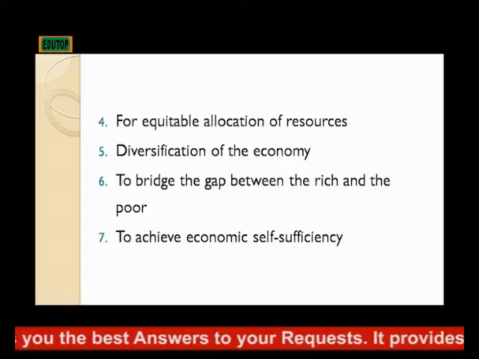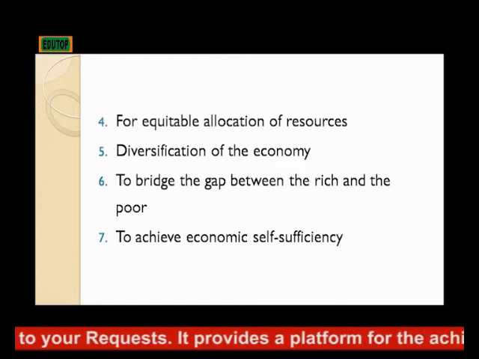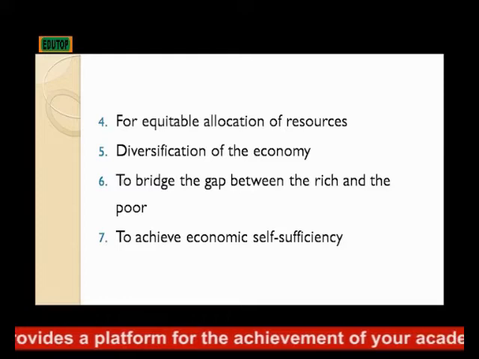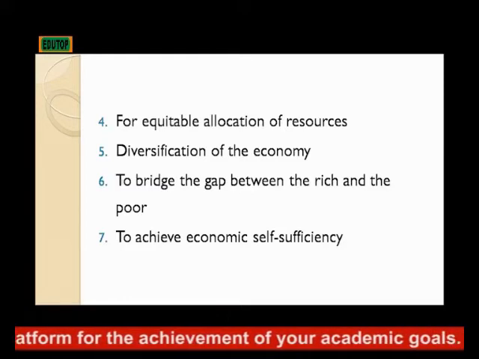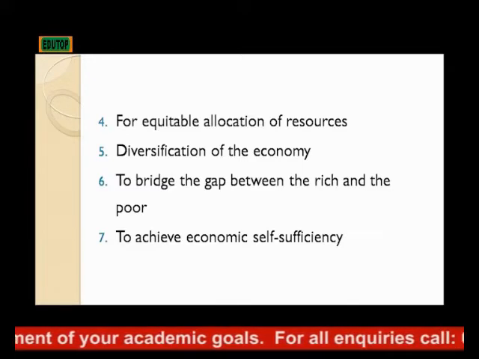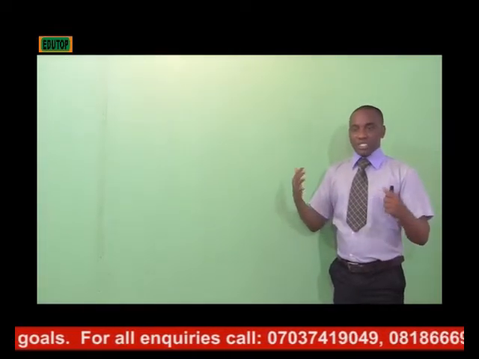they must diversify. Then, to bridge the gap between the rich and the poor, so that that country will not be labeled as underdeveloped. It's very good to have economic planning that will target that. Then, to achieve economic self-sufficiency, in the sense that it will help the economy to produce some local products, so that they will not have to go outside to look for such, because they are producing those products in the home country.